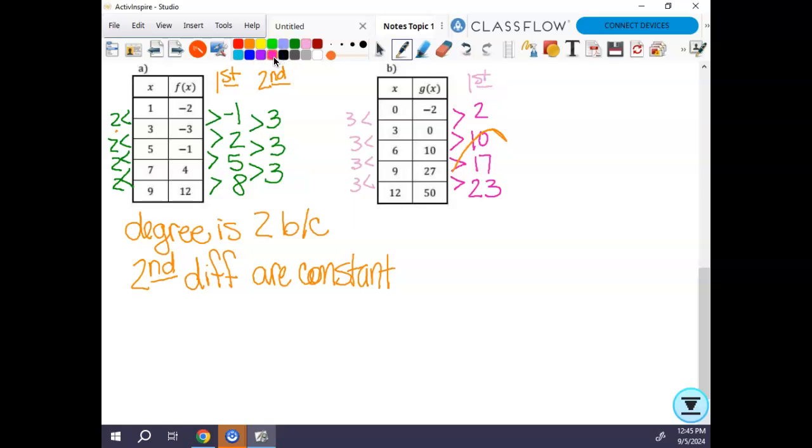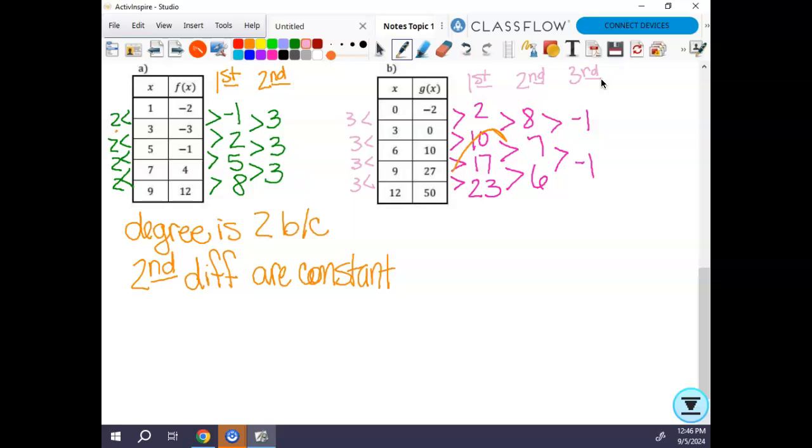So I move on to my second differences. 10 minus 2 is 8. 17 minus 10 is 7. 23 minus 17 is 6. These are the second differences. They're not constant either. So I'm going to move on to my third differences. 7 minus 8 is negative 1. 6 minus 7 is negative 1. My third differences are constant.